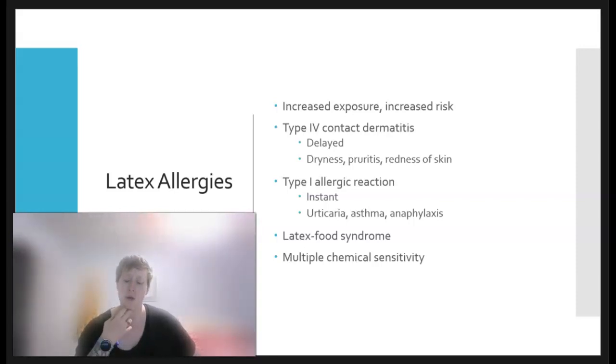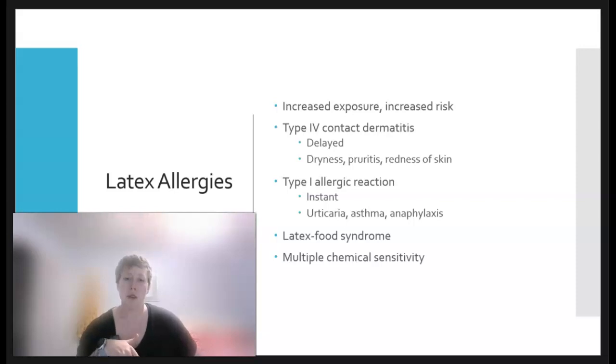Latex food syndrome refers to the fact that many patients with food allergies can also have a latex allergy. Some of those common foods are banana, avocado, tomatoes. Most people with a latex allergy have at least one related food allergy.